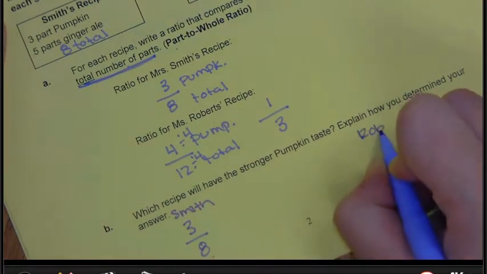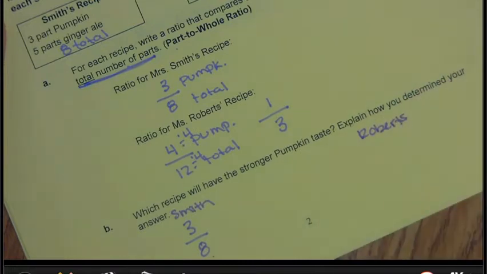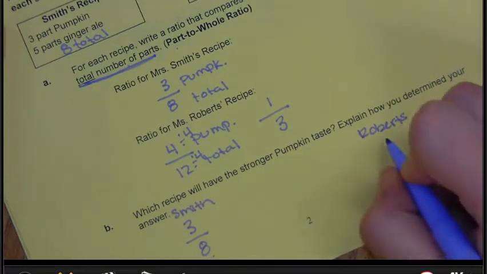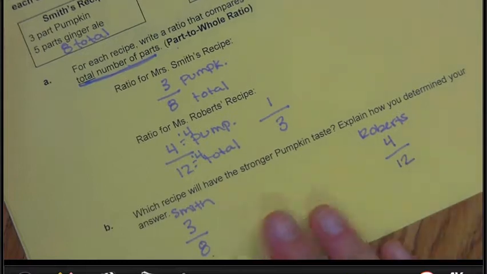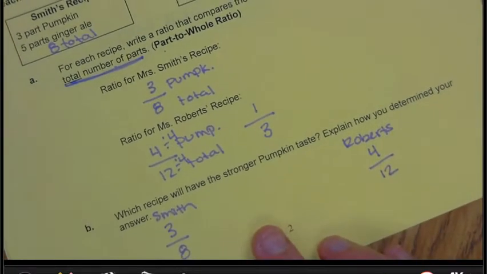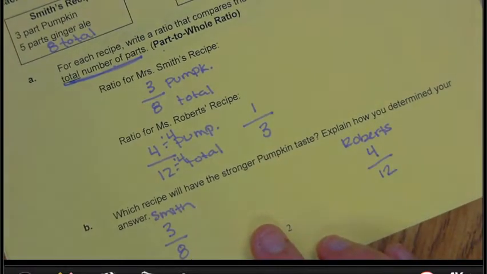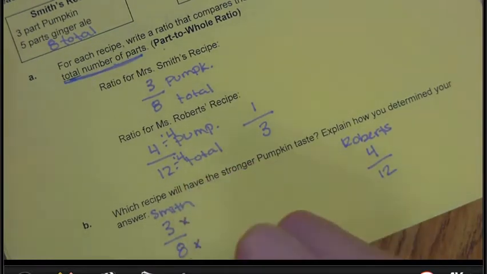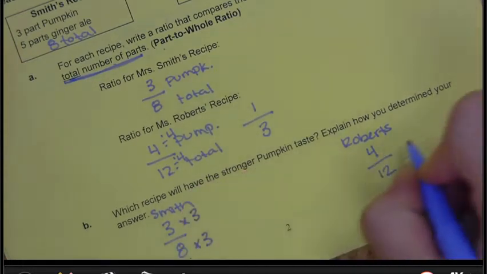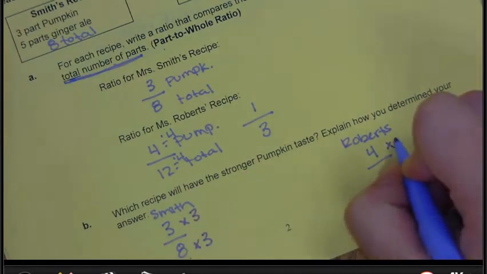And then Roberts, let's see, 8 times 2 is 16. 8 times 3 is 24. Let's go ahead and use this ratio, the 4 over 12. And the reason why I'm doing that is because we have to get to the exact same common denominator. And I notice, if I have my math correctly, that 24 is the common denominator between both. So I'm going to multiply this fraction here by 8 times 3 is 24, and this fraction here by 2.